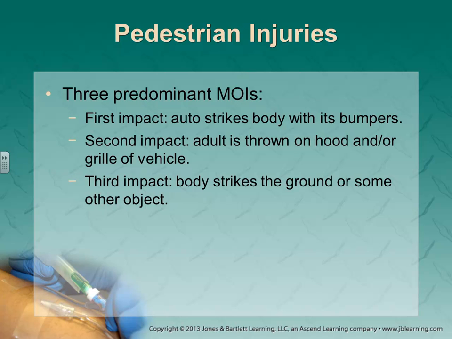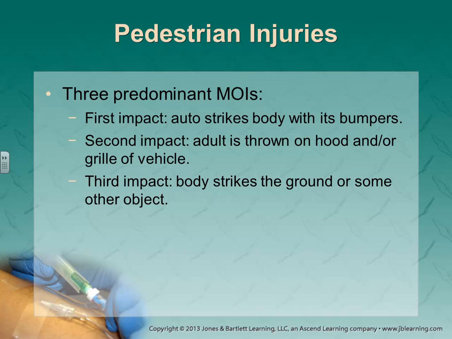Now pedestrian injuries. You got your first impact where the auto strikes the body. Second impact where the adult is thrown on the hood or the grill of the vehicle. What happens to the kid? He goes under. All right, they'll either go under or forward, right? And then you've got your third impact where the body strikes the ground. So you've got your car impact, body impact, ground impact.